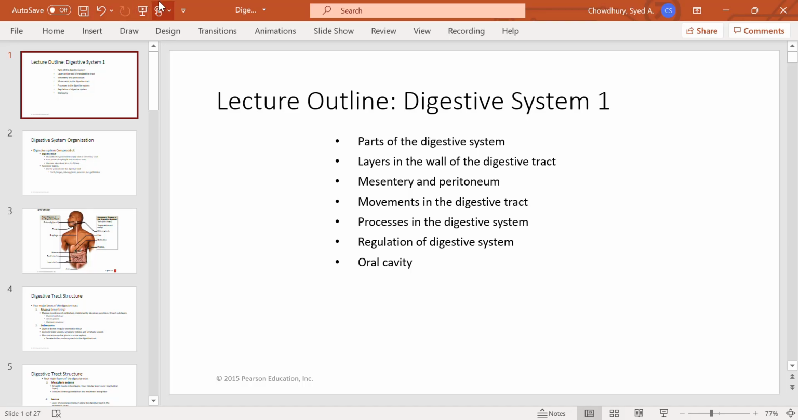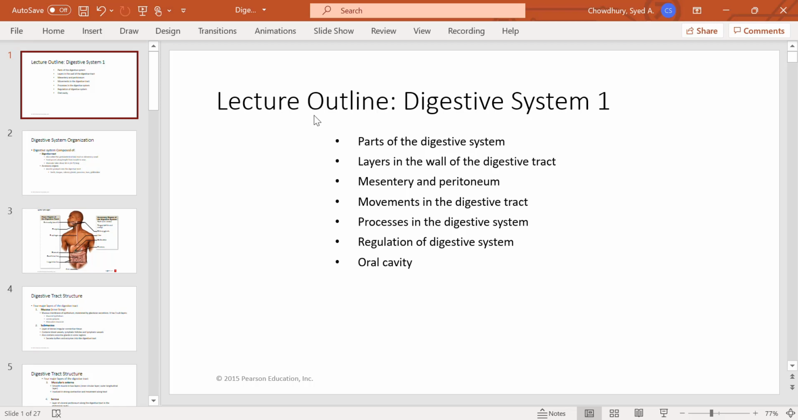Hello everybody. Today I will talk about the digestive system. Its name is the digestive system because one of the important functions is the digestion of the food. That means the breakdown of the food occurs inside the digestive system.